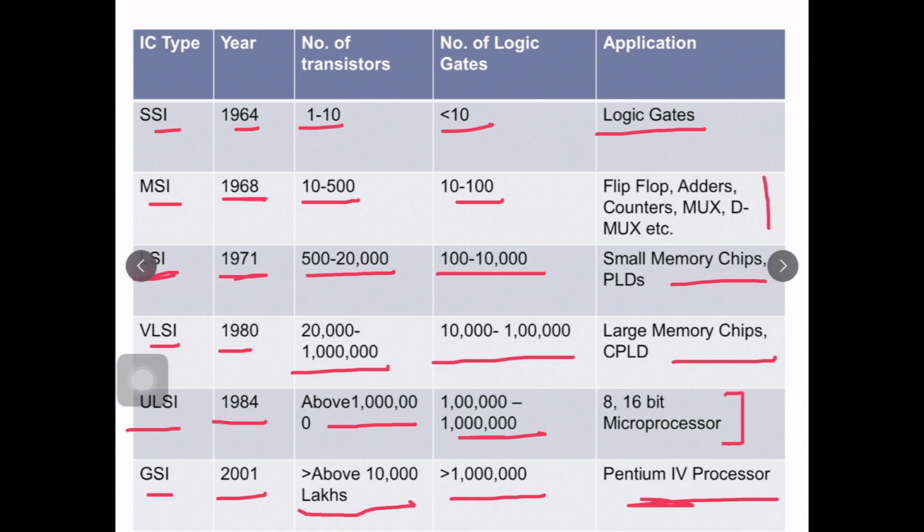So as you can see, the number of transistors is increasing. The number of logic gates that can be included in a single chip has also increased. As we can see from these applications, the speed has increased, and the memory size is also increasing. So with this, you have the idea of all these categories of ICs.